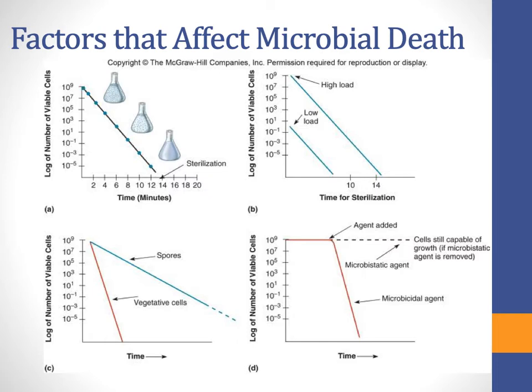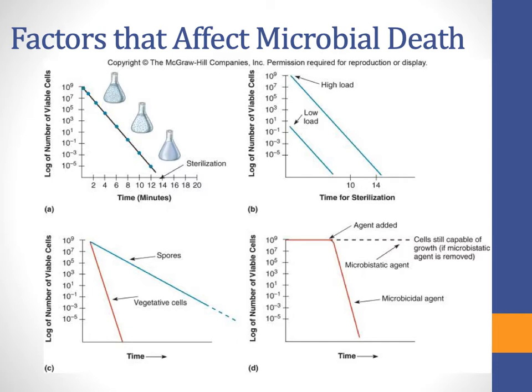Okay. The type of microorganism that's present, so in panel C, we see how we have endospores or spores, and we have vegetative cells. And so if it's just vegetative cells that are present, you're going to be more likely to achieve microbial death in a shorter time than if you have endospores, because endospores are going to be more resistant.